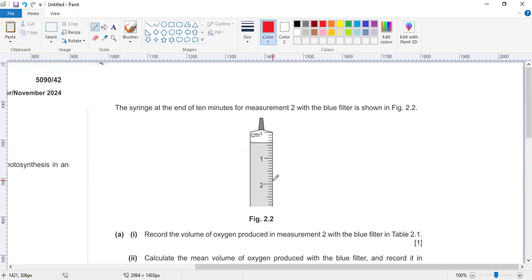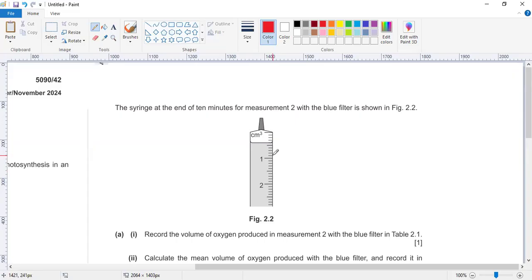So how many subdivisions are there? 1, 2, 3, 4, 5. 1, 2, 3, 4, 5. It means a total of 10 divisions are there. So if there are total 10 divisions, so it is 1.1. Sorry, it would be 0.9 because the value increases here.